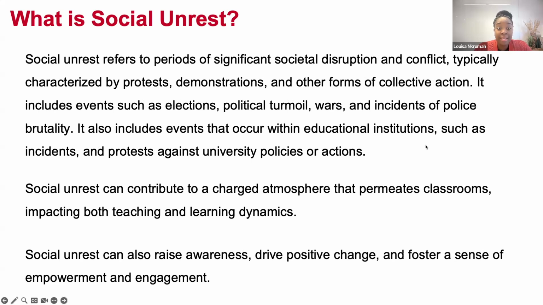It also includes events that can occur within educational institutions, such as any incidents that might occur at a university or college, and any subsequent protests against university policies or actions. Social unrest can be stressful and a little overwhelming to think about because it can contribute to a charged atmosphere that permeates classrooms, and it can impact both teaching and learning dynamics. But social unrest is also an opportunity to raise awareness about certain issues, drive positive change, and hopefully foster a sense of empowerment and engagement.